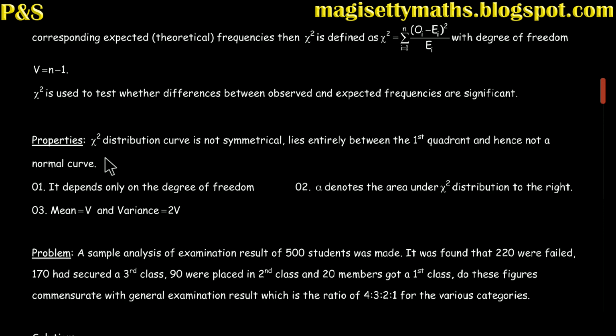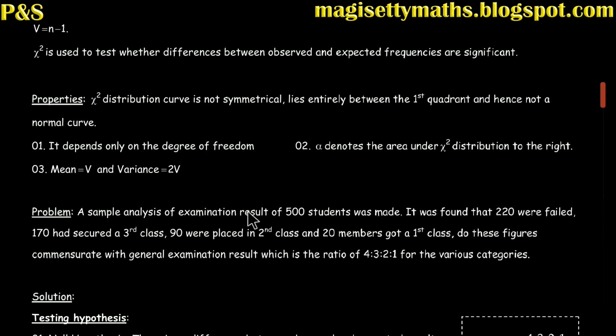Now we have the properties of the chi-square distribution. The chi-square distribution curve is not symmetrical, which means it is not a normal curve. It lies entirely in the first quadrant. It depends only on the degrees of freedom. Here alpha denotes the area under the chi-square distribution to the right. The mean of the distribution is v, that is the degrees of freedom, and the variance equals 2 times the degrees of freedom.